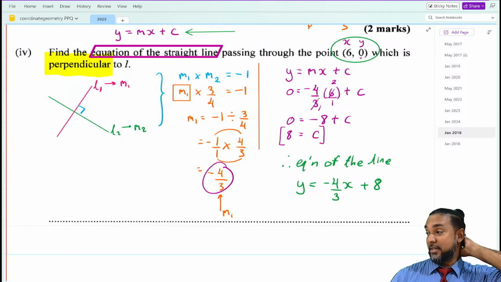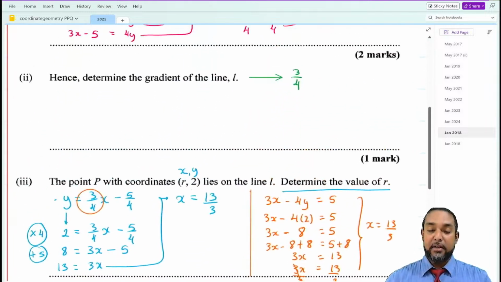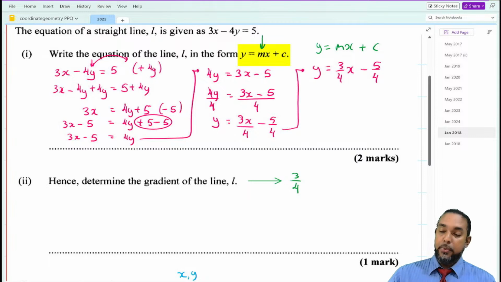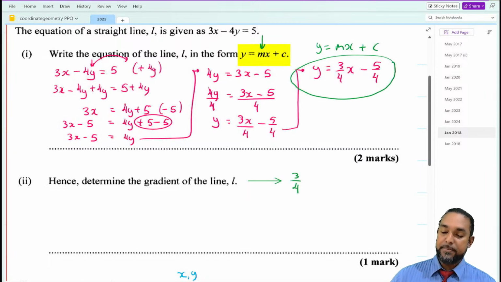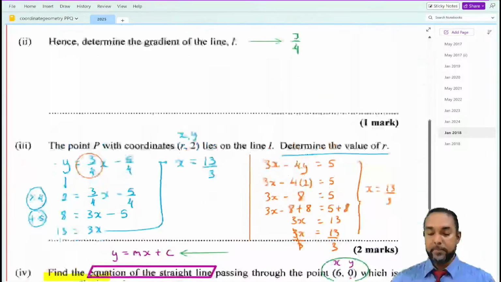Now, since we don't have a second point, what are we going to do? Well, that's where the part highlighted in yellow comes into play. This line is perpendicular to L. What is L? That is the initial line that occupied the first 3 questions, right? Now, we found the equation of L in this form, y equal to mx plus c. We extracted the gradient, and then we found something else, right?